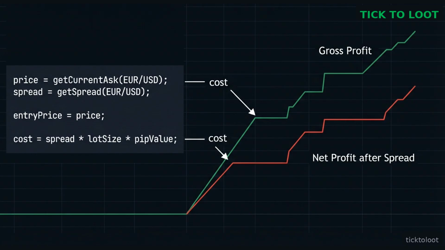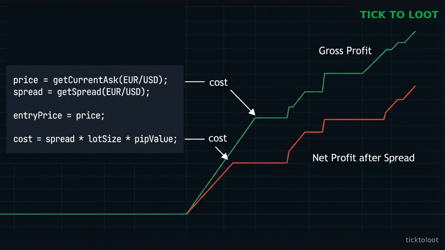Finally, let's see how you actually embed spread costs into an algorithmic trading script, step by step. Imagine you're writing a simple Python-like pseudocode for a strategy that buys euro to US dollar whenever a moving average crossover occurs. The first thing your code does is pull the current ask price, because that's the price you'll pay to open a long position. So you write, price equals get current ask, euro to US dollar.